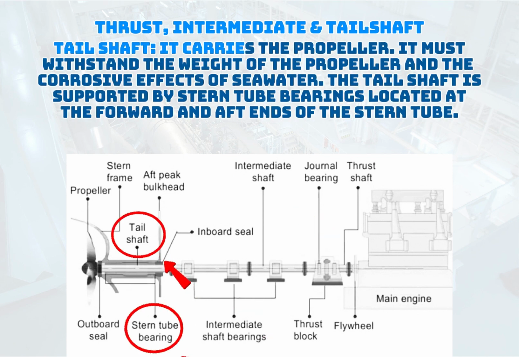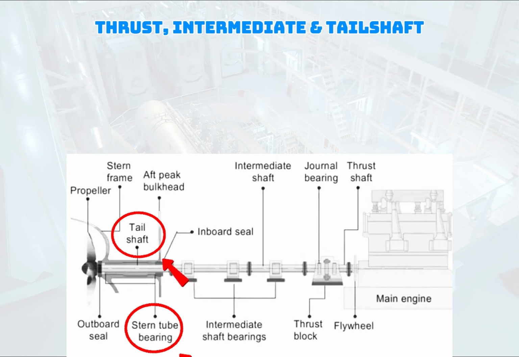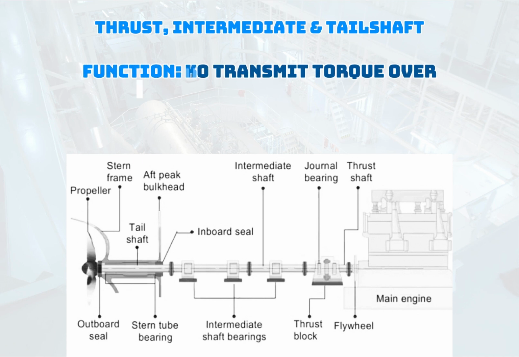Tail shaft: it carries the propeller. It must withstand the weight of the propeller and the corrosive effects of seawater. The tail shaft is supported by stern tube bearings located at the forward and aft ends of the stern tube. Function: to transmit torque over the length of the vessel.